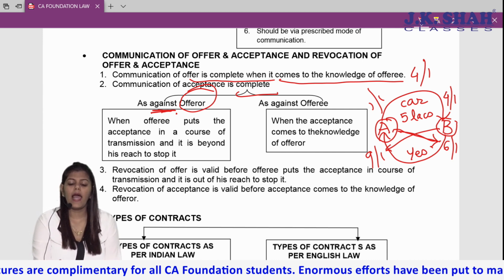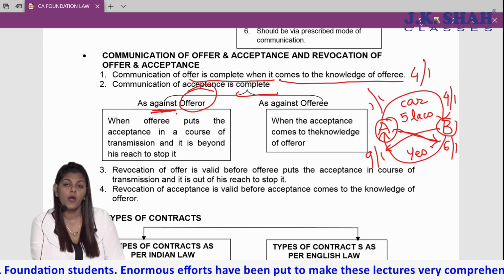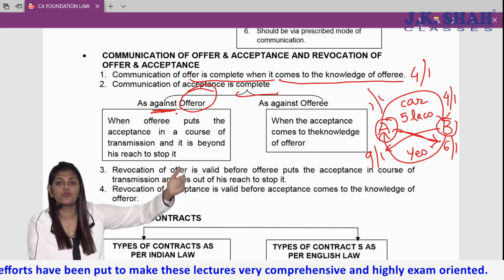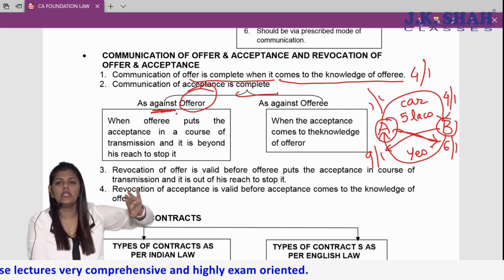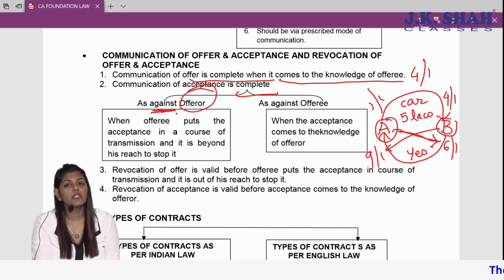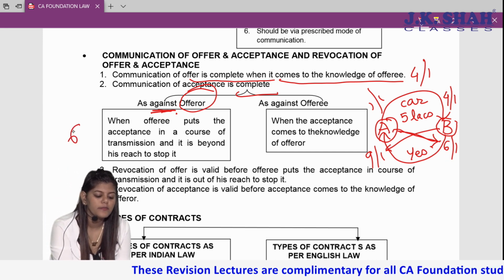Logic is very simple. As against A, it is said to be complete when the offeree puts the acceptance in the course of transmission and it is beyond his reach to stop it. Basically they are telling you communication of acceptance as against offerer is said to be complete when B posts the letter, because once B posts the letter, he cannot stop it. So as against A, it is said to be complete on 6th Jan.